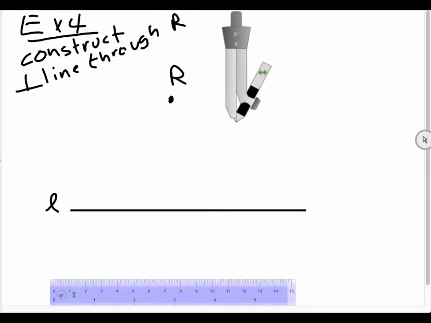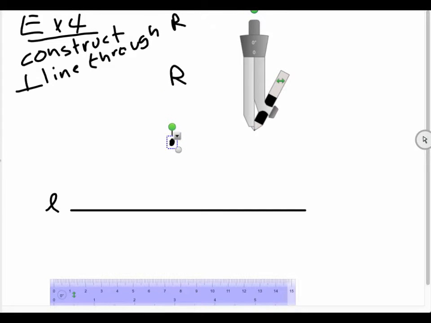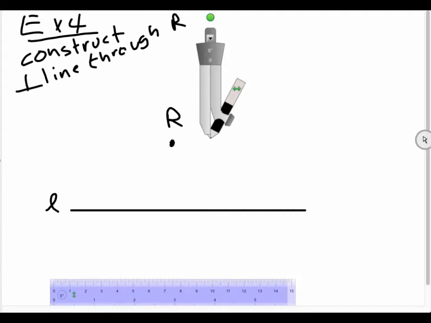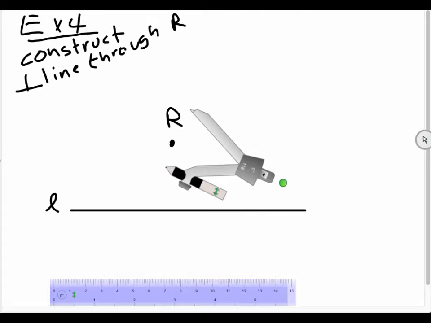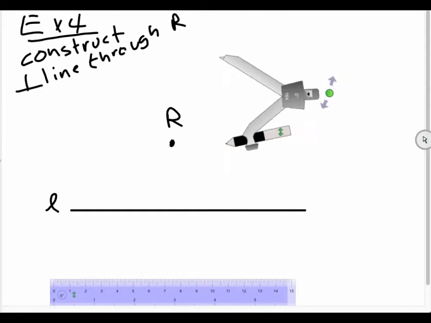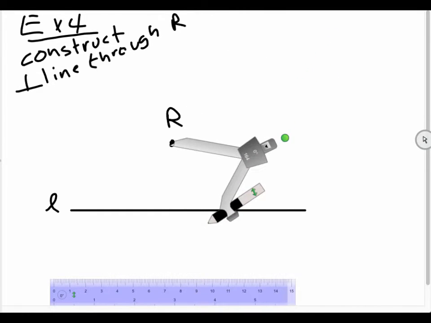So now, the only thing I don't like is Mr. Adams made his R a little too high up. So we'll bring it down a little bit. So now what we're going to do is make sure that I can construct an arc from the point R.